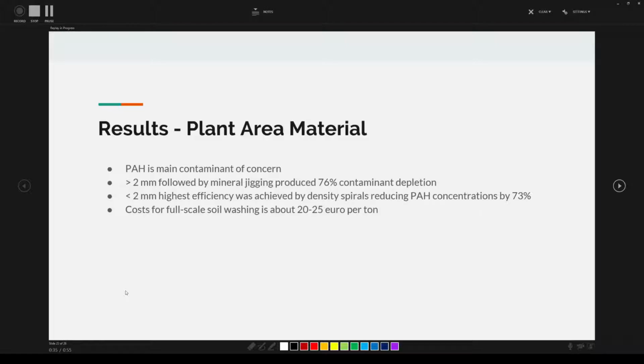And the cost for the full-scale soil washing was about 20 to 25 euros per ton, which ends up being about 21 to 27 US dollars per ton. So overall, this was a pretty efficient soil washing system developed for this trial.